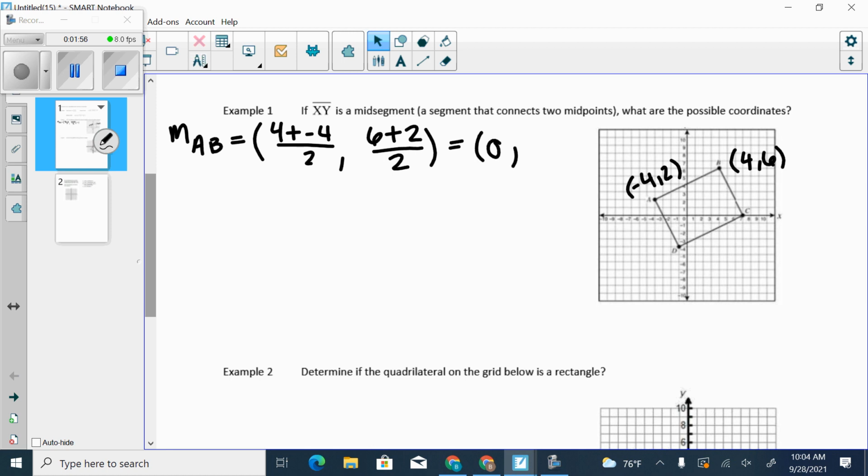Good. And then on this one, 6 plus 2 would be 8, and 8 divided by 2 would be 4. So the midpoint between these two is at (0, 4). So that could be the end of XY, since it's supposed to land on a midpoint. It also could have been between the points B and C.